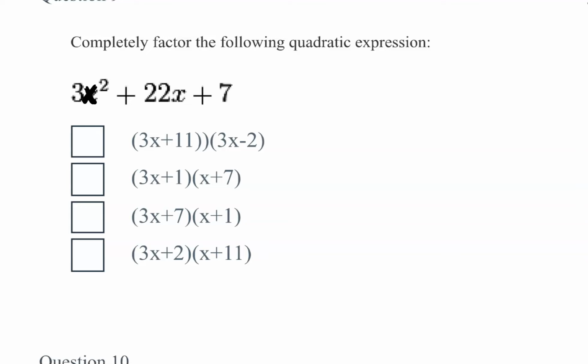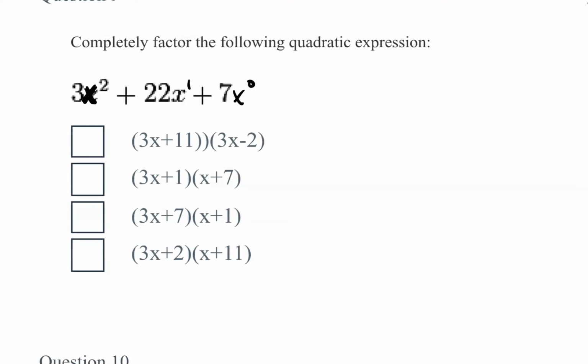Each term has the same variable with a decreasing exponent, so x squared, x, and then technically this would have been x to the 0 power. So that's good so far, but one thing that we don't have is a common factor. There's no number that goes into 3, 22, and 7. There may be some common factors amongst 2 of the terms, but in order for us to use the GCF method, they have to be common to all 3.